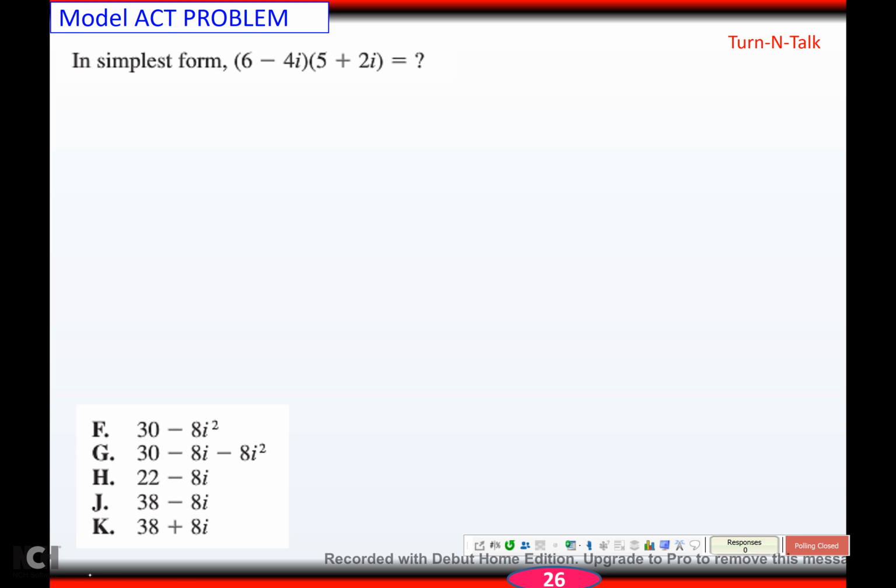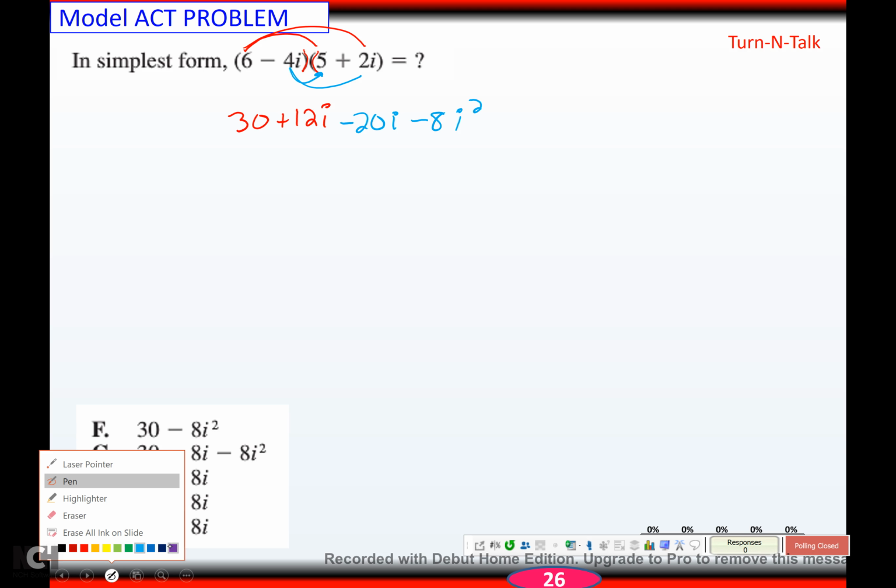Try this one, hit pause, come back when you're ready. And hopefully you got J. Alright, they want me to multiply these two complex numbers. So 6 times 5 is 30. 6 times 2i is 12i. Negative 4i times 5 is negative 20i. Negative 4i times positive 2i is negative 8i squared.